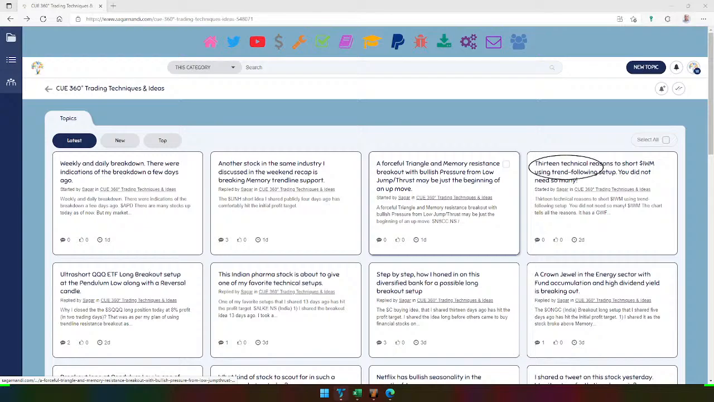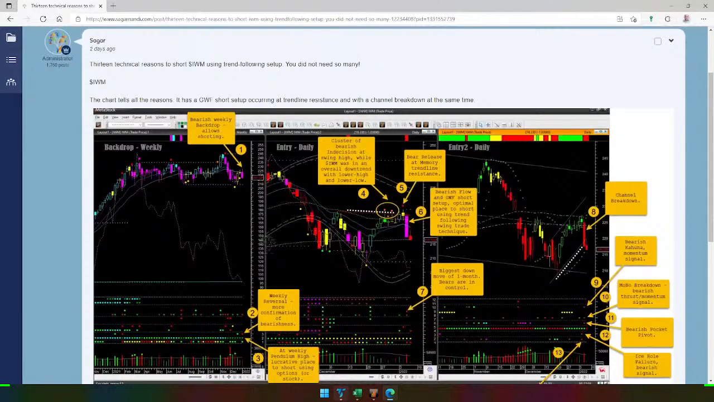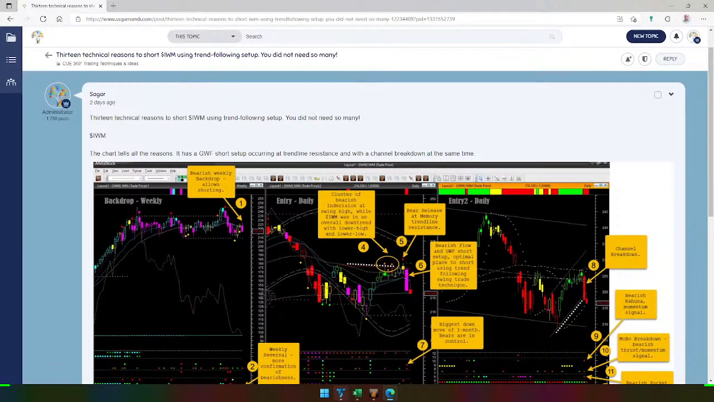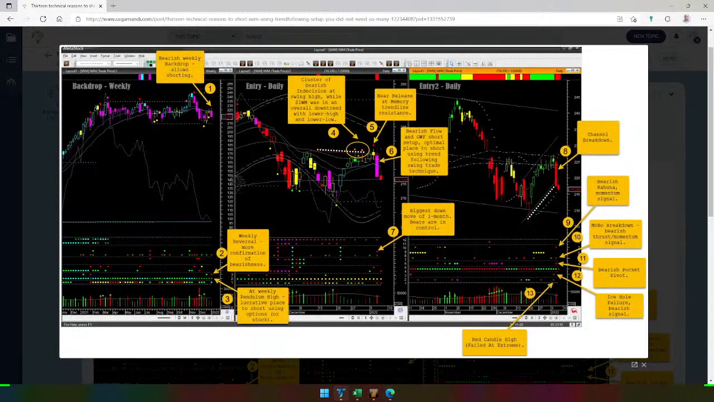This was the post, 13 technical reasons to short IWM. That's a lot, isn't it? 13 technical reasons to short IWM using trend following setup. And of course, you or I did not need 13 reasons, but let's look at the post. You will see how confidently I and you are able to take the trades because these are all color coded. This I shared 2 days ago, Jan 6th. Let's look at the chart as of that time and I'll read out the 13 signals.